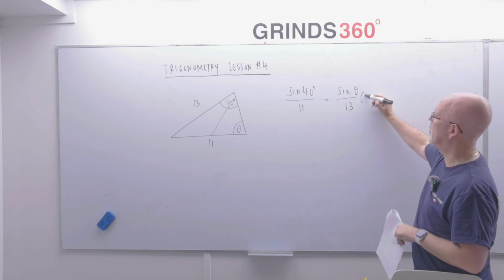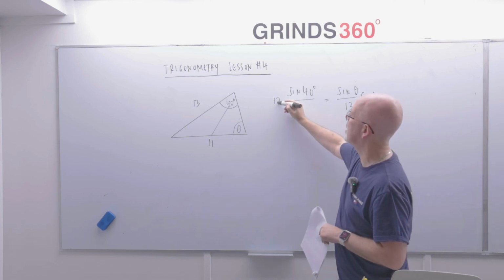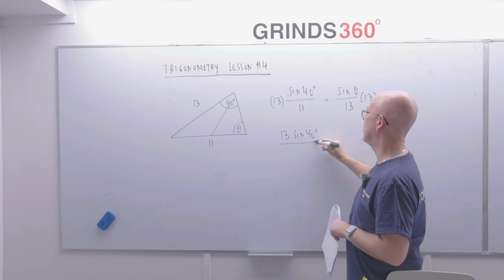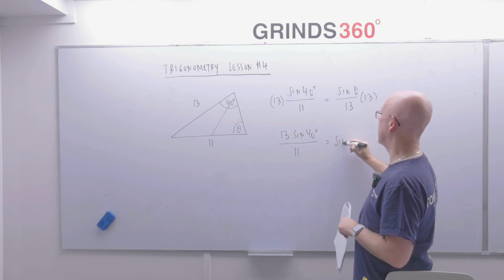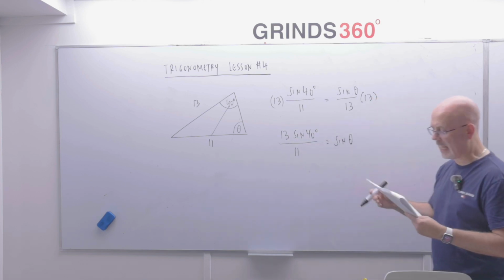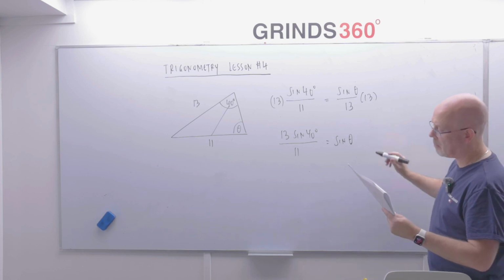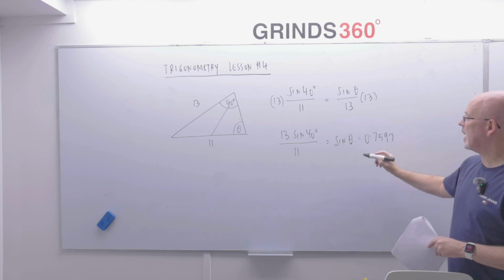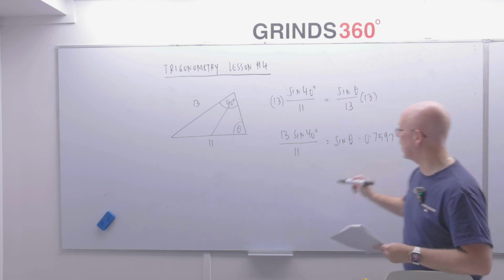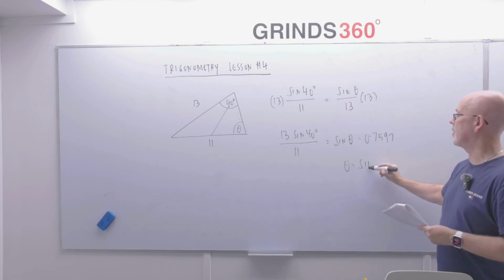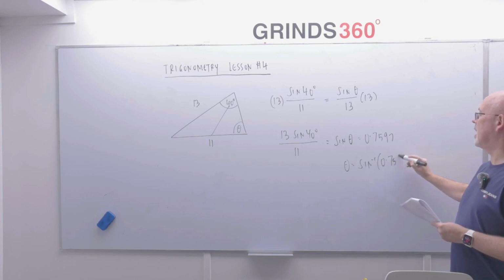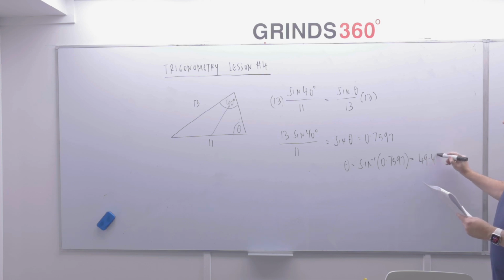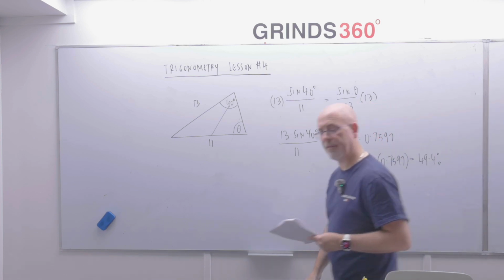So we then multiply both sides by the 13, just to remove the fraction on the right-hand side. And I get 13 times sine 40 degrees over 11 is equal to sine theta. If I put that left-hand side into my calculator, that comes out at about 0.7597. Keep that entire number on your calculator display screen, and then theta is the inverse sine of that. That comes out about 49.4 degrees. So that's one possible answer there, 49.4 degrees.